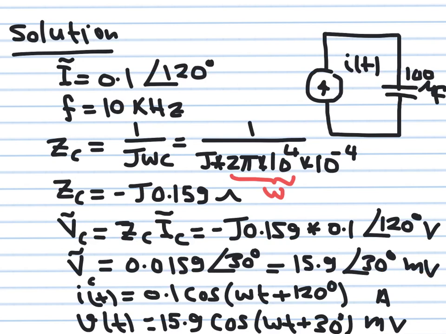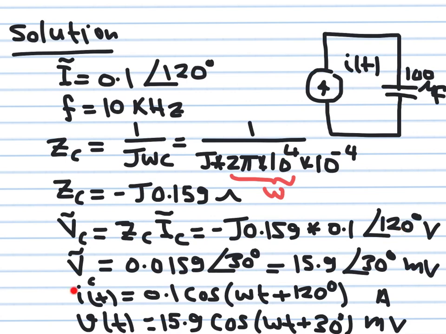So it's very important to understand what I did. This minus J is nothing but e to the minus j pi over 2. It's equivalent to a phase shift of minus pi over 2. When you multiply two complex numbers, you add the phases. So the phase of this one is minus pi over 2, I add it to 120 degrees, and I get 30 degrees. Okay?